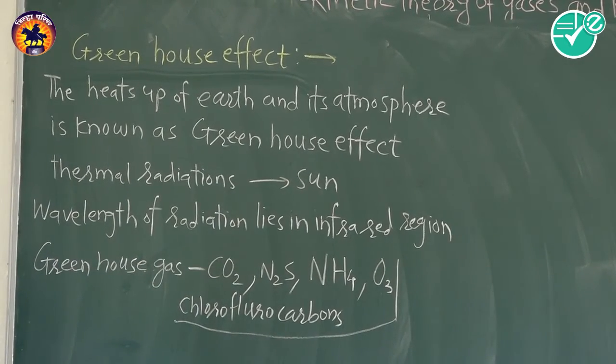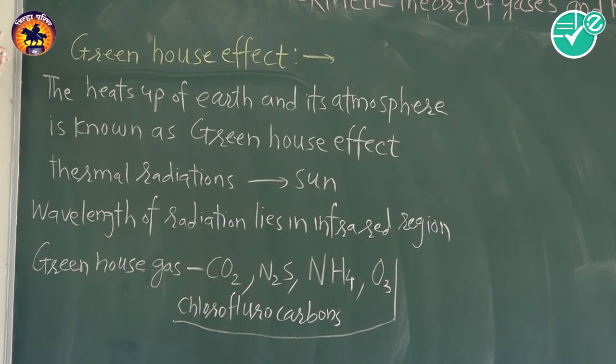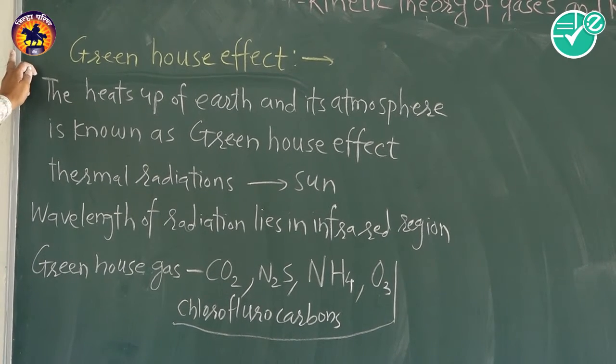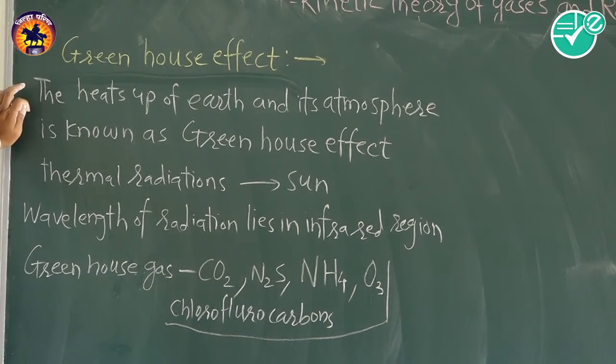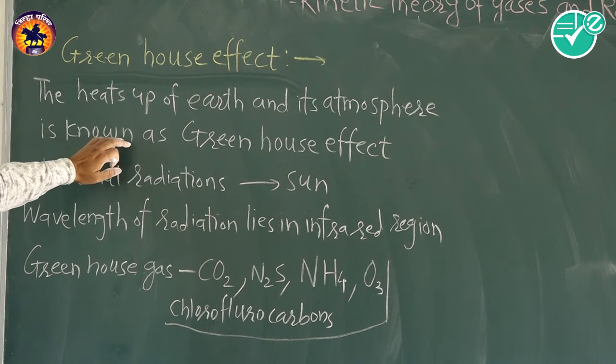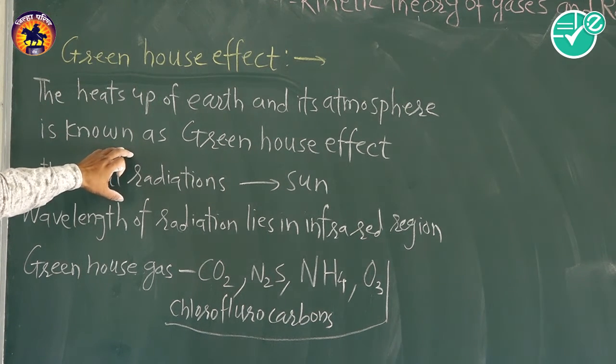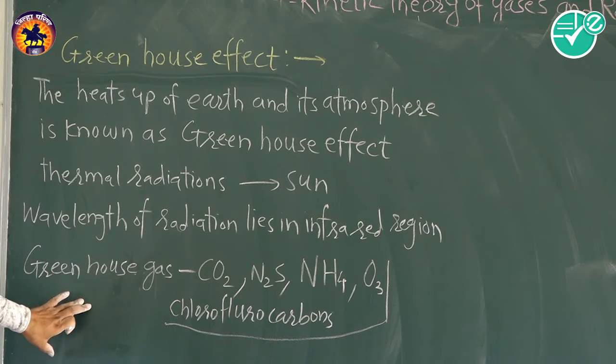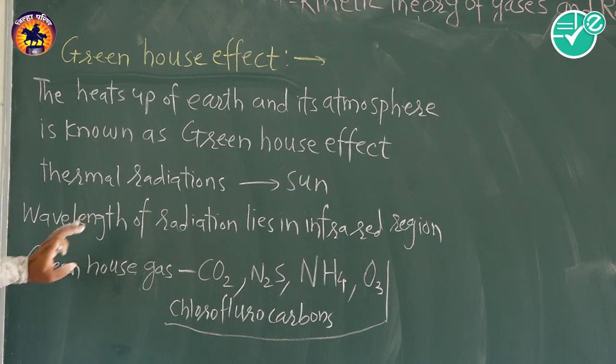So when the light is incident on this atmosphere in which these greenhouse gases are present, they get the thermal radiation and they heat up the surface of the earth, and this process goes on until thermal equilibrium takes place, or the balance of thermal energy takes place.